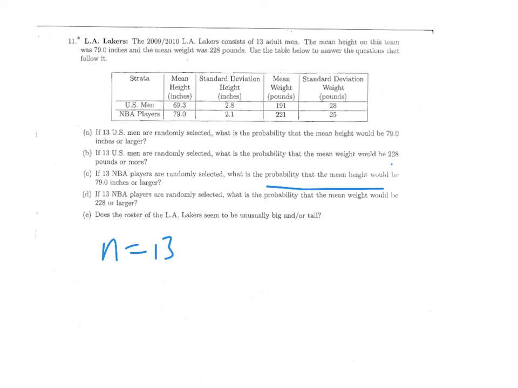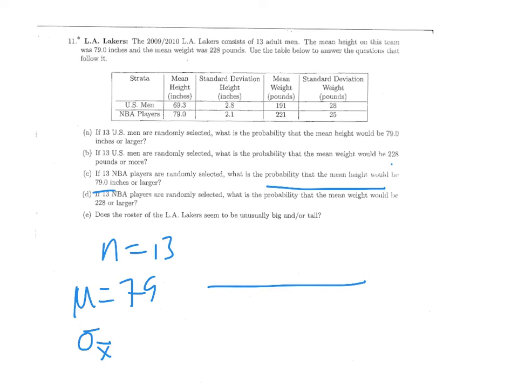Now for the NBA players, again, n is 13. And what's the probability that the mean height for NBA players will be 79 or higher? Well, let's do a little sketch. First off, we know the average for NBA players is also 79. Do you see that it's going to be 50% or 0.5? But we'll do the work out. I'm hoping you see intuitively that's what it is.